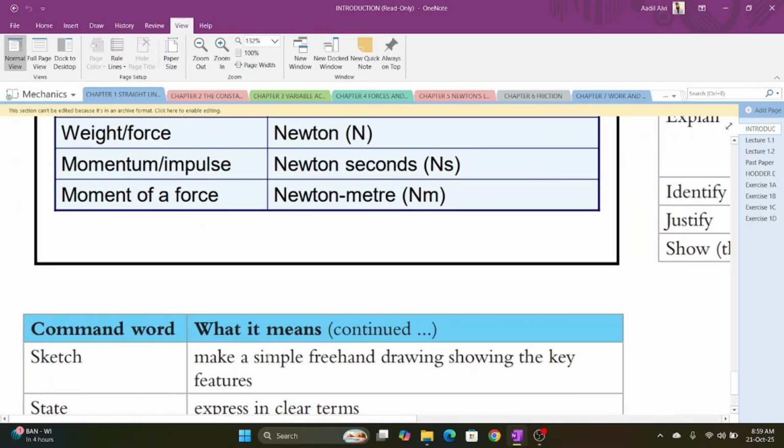Then sketch, make a simple freehand drawing showing the key features. As I mentioned, that it could be a graph, it could also be a force diagram. Now what is a force diagram? When we study the chapter on forces, we'll look at that in more detail. So for example, if a car is moving, while it is moving, what are the forces acting on it? So I'm just going to draw a little bit of a circle, and then I'm going to show with arrows that what forces are acting and in which direction.